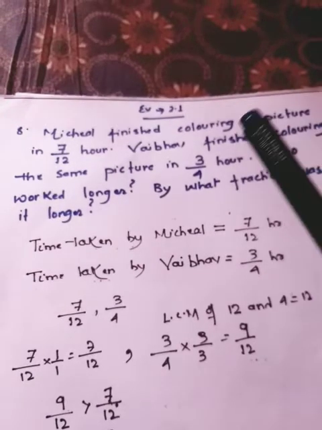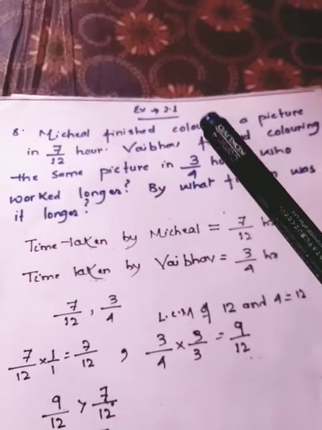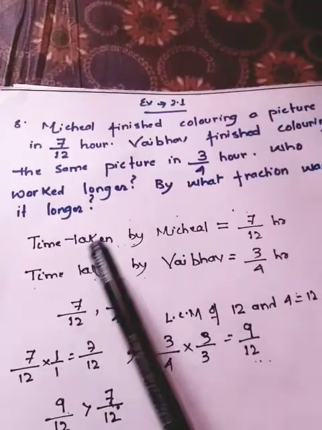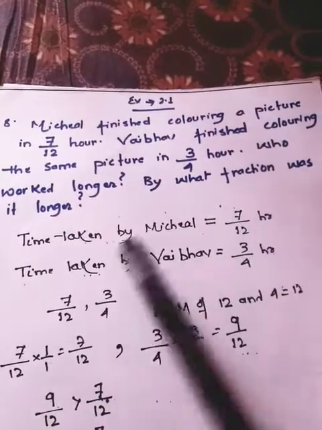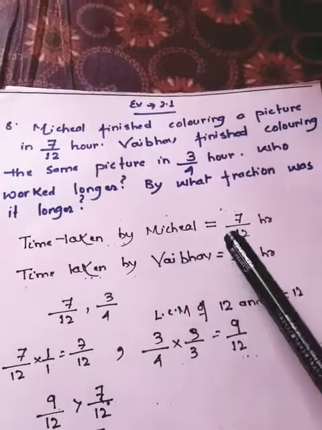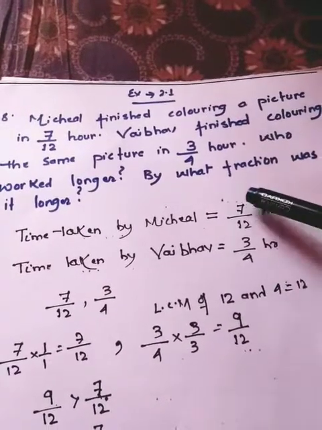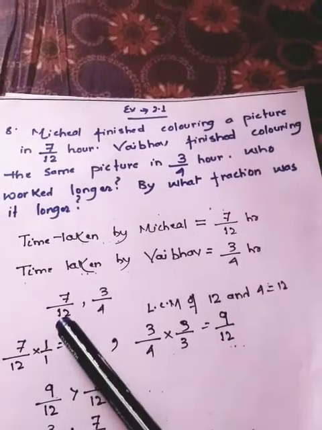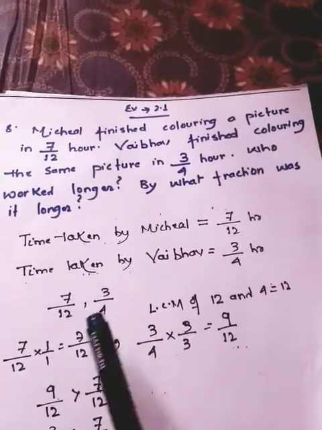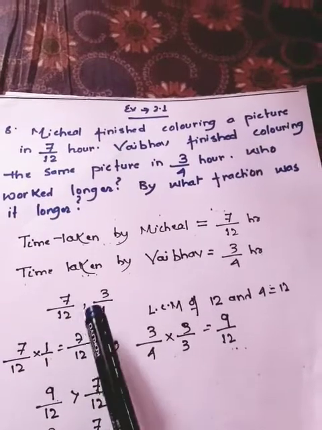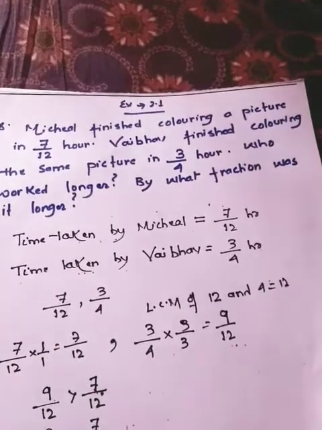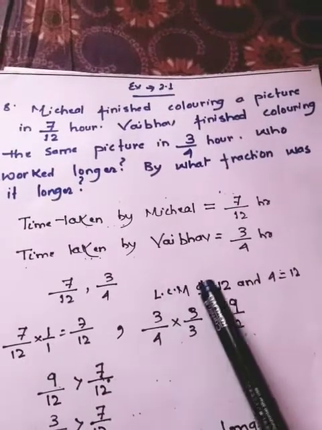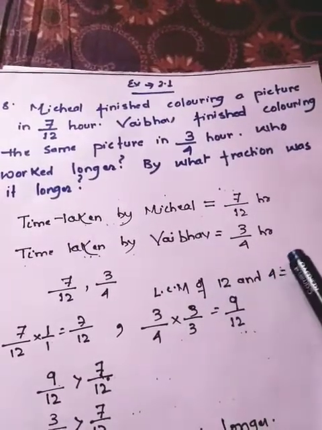Now the question is, if Michael took more time or Vaibhav took more time. For that we have to write this. The time taken by Michael is 7 by 12 hours, and time taken by Vaibhav is 3 by 4 hours. Now we have to compare these two fractions, and we know that when we compare fractions we have to make the denominator same. See, the denominators are not similar. So to make the denominator the same, the first step is to get the LCM of the denominators. Now the LCM of 12 and 4 is 12 only.